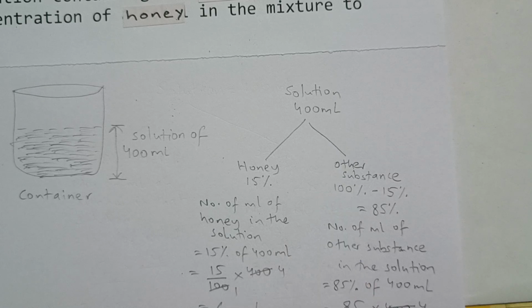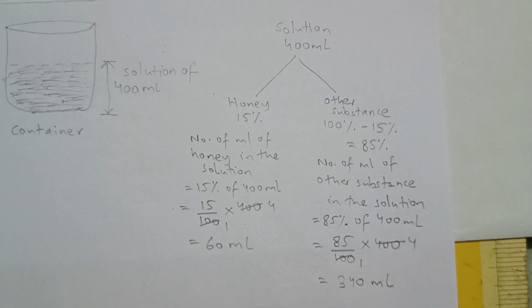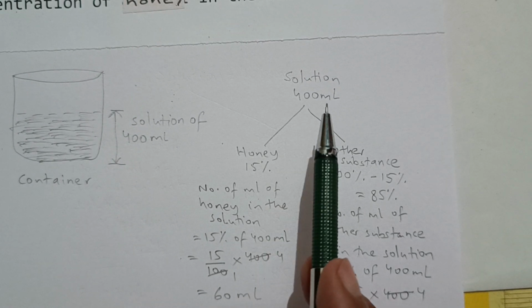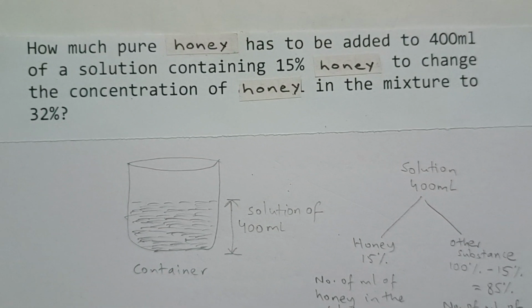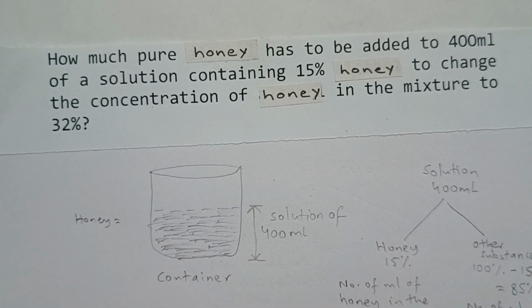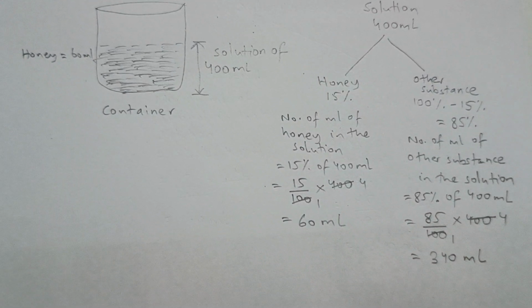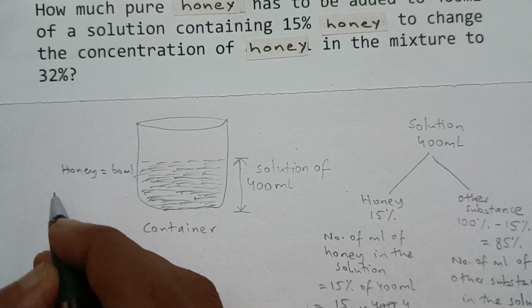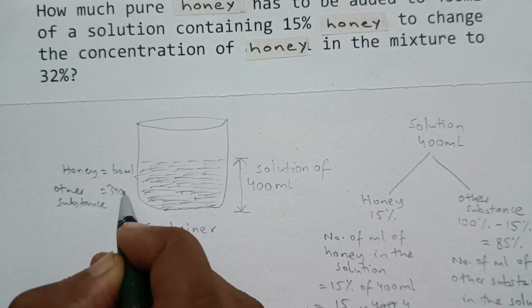So our solution is 400 milliliters. The honey content is 60 milliliters and the other substance content is 340 milliliters. 60 plus 340 is 400. So this 400 milliliters contains honey which is 60 milliliters and other substance which is 340 milliliters.